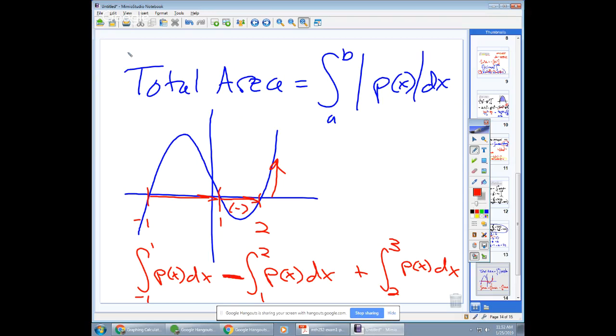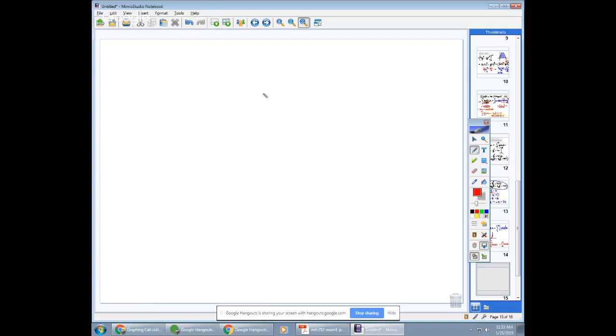So displacement is net area? Displacement is net area. Yeah. So if one of the areas is 1 and the other area is -1, the total distance would be 0? No, the net would be 0, the total distance would be 2. Okay, I had it backwards.